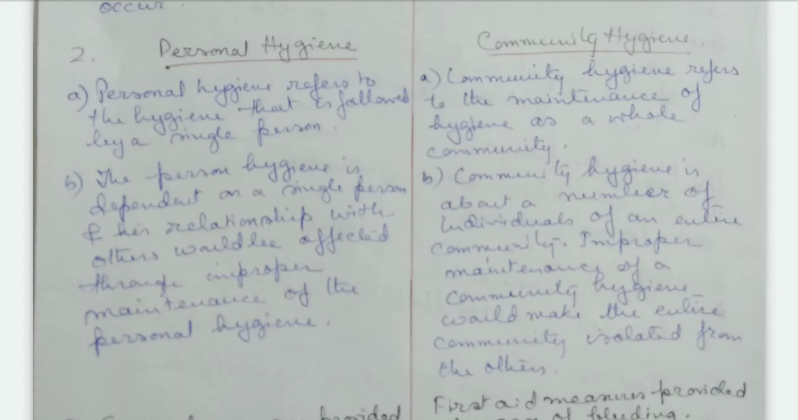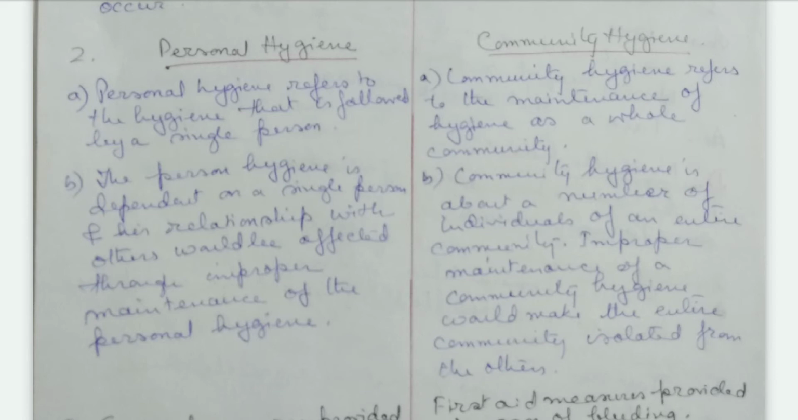Personal hygiene refers to the hygiene that is followed by a single person, whereas community hygiene refers to the maintenance of hygiene as a whole community. Personal hygiene depends on a single person, and his relationship with others would be affected through improper maintenance of personal hygiene. If we don't maintain personal hygiene ourselves, then that will affect others also.